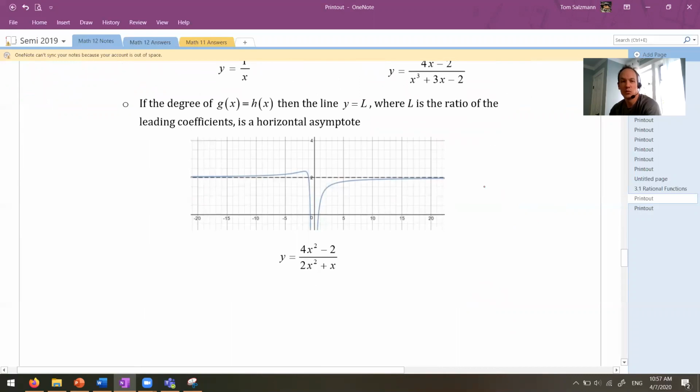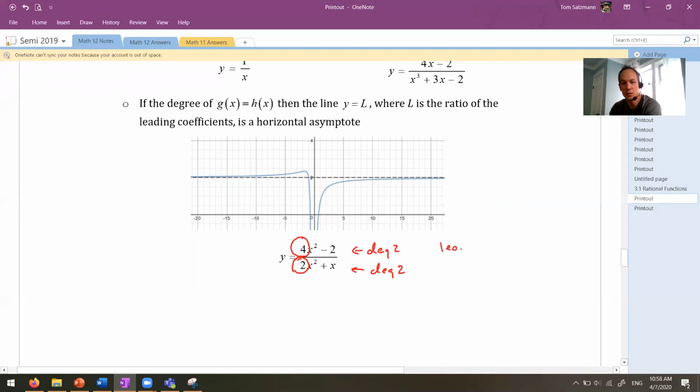If the degree of the numerator is the same as the denominator, then you get a line y equals L, where L is the ratio of the leading coefficients. This sounds like a mouthful, but it's actually really simple. If you look at this one down here, we have 4x squared, so that's degree 2, and then we have 2x squared, that's also degree 2. They have the same degree, and the other terms here and here are totally insignificant in this process, but we have a ratio of leading coefficients.